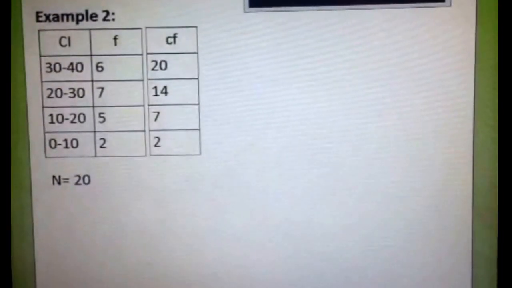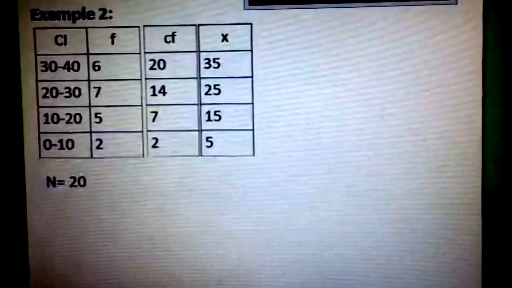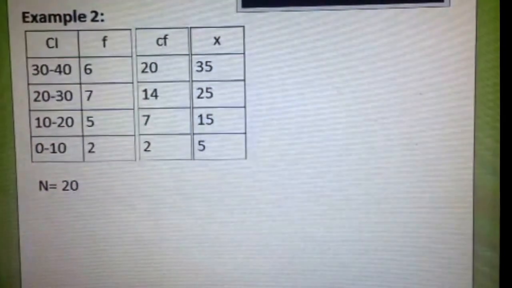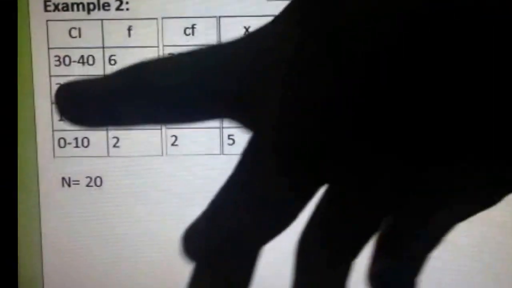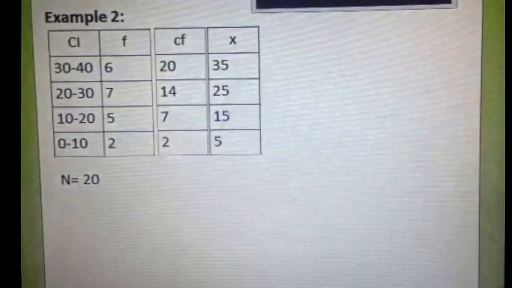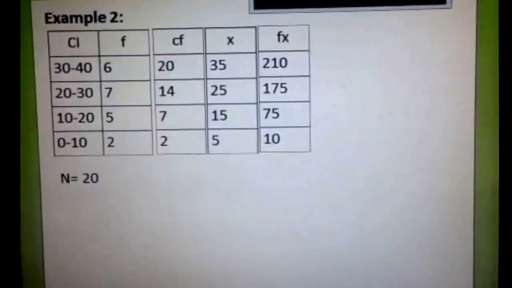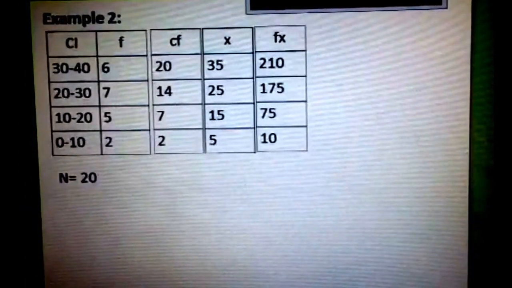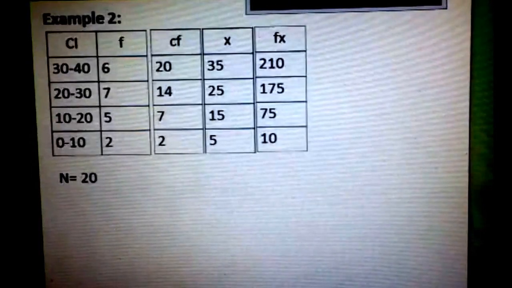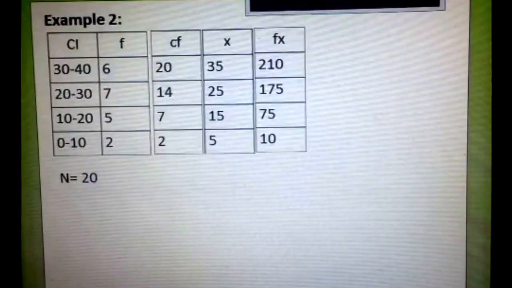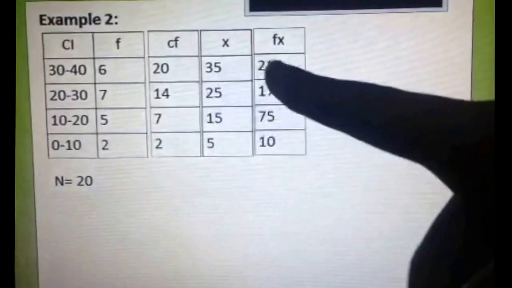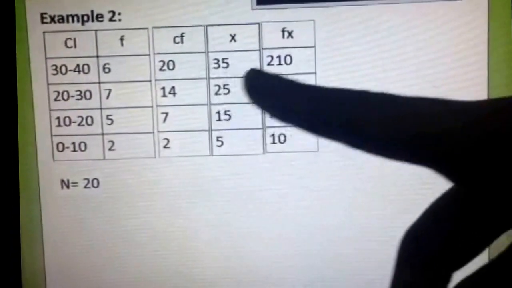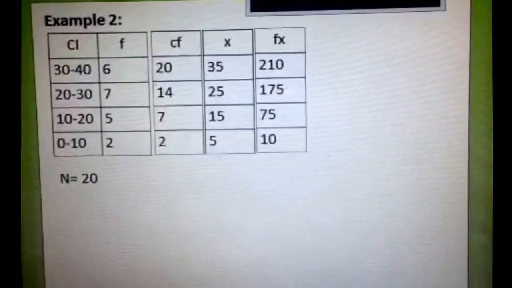And next thing we should do is to get the x, or the midpoint of our class intervals, or the lower and upper limits. For this, we have 30 plus 40 over 2. We get 35. 20 plus 30 over 2, we get 25, and so on. Next thing we should do is to get fx, or the product of f and x. To get this, we have to multiply the values of f and x. 6 multiplied to 35, we get 210. 7 times 25, we get 175, and so on for the next rows.